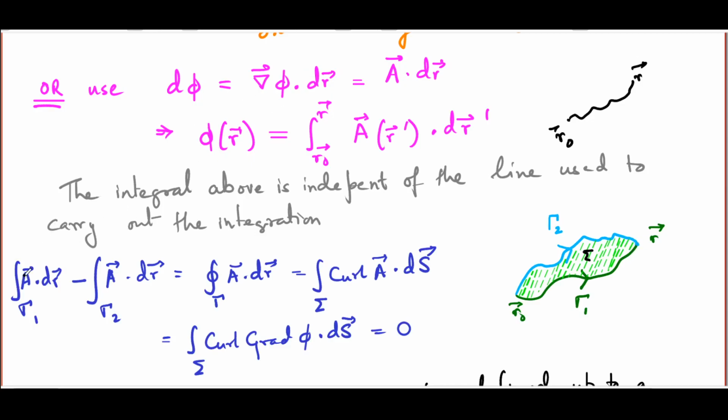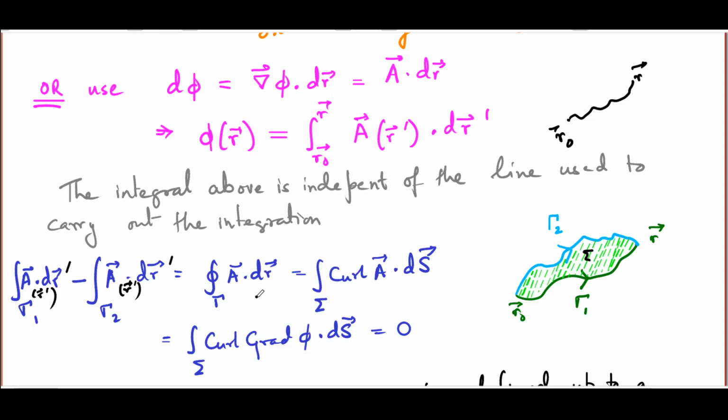So let's write it properly. This is going to be A dot dr' minus A dot dr'. A, of course, is evaluated at r' in both cases. But the difference of these two is basically the line integral when you go along gamma 1 like this from r0 to r, and then when you come back along the line traced through gamma 2 but in the opposite direction, back from r to r0. So this really is the line integral of A dot dr over a loop gamma.